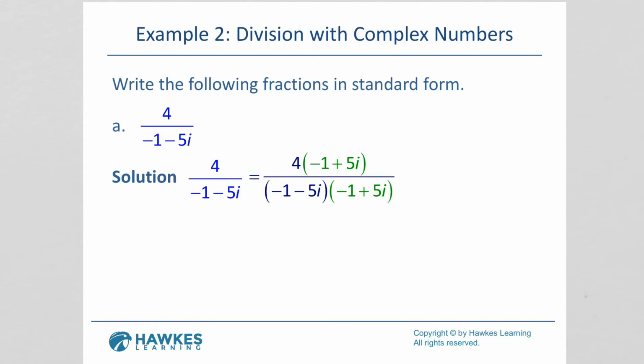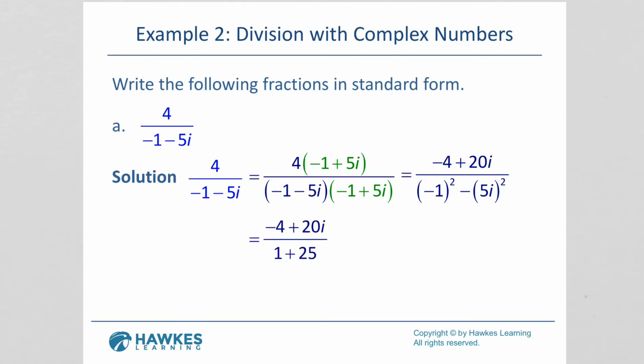So I will now have 4 times negative 1 plus 5i in my numerator, and in my denominator I will have negative 1 minus 5i times negative 1 plus 5i. In my numerator, this becomes negative 4 plus 20i. And in my denominator, I end up with negative 1 squared minus 5i squared.